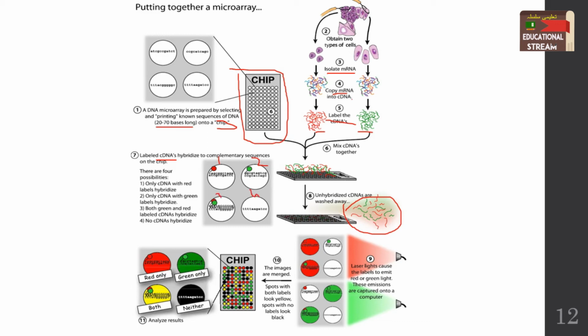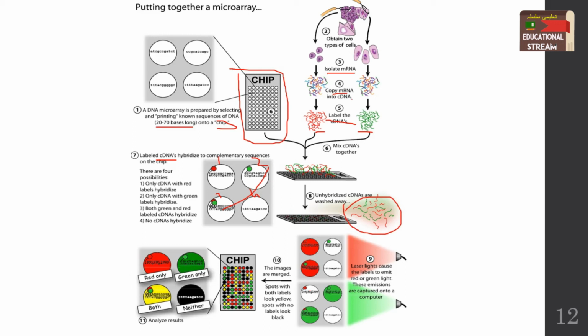You can see the red labeled probe has bound to the first and third wells. So the first and third wells will emit red light, while the second and fourth will not emit light. And when we provide laser 2 with the green light, the green labeled cDNA has bound to wells 2 and 3. So wells 2 and 3 will emit green light, and there will be no green light from wells 1 and 4.